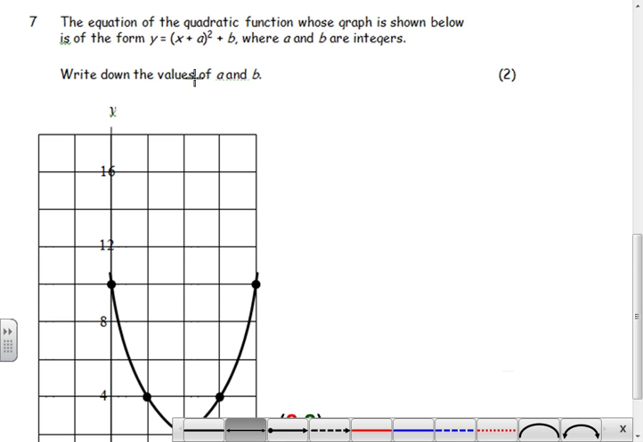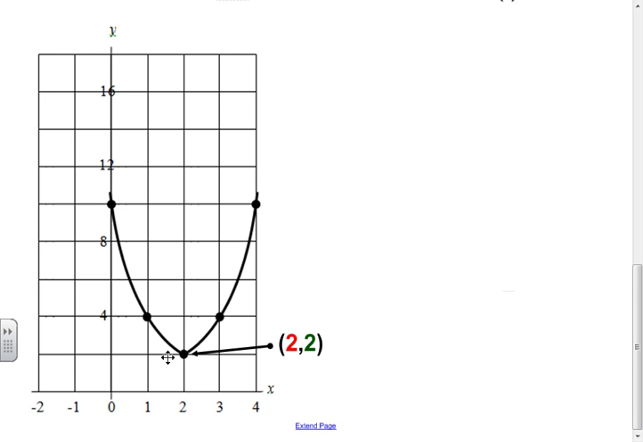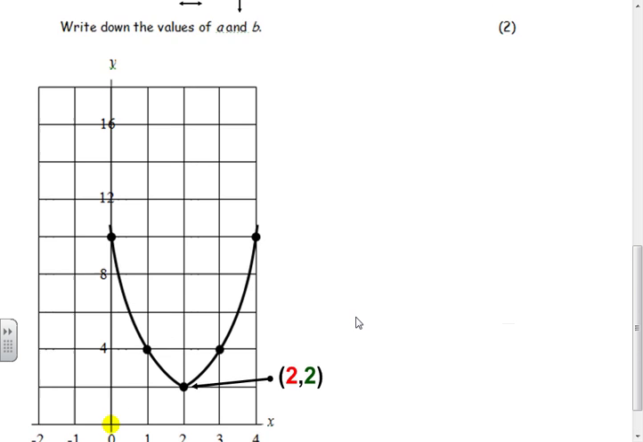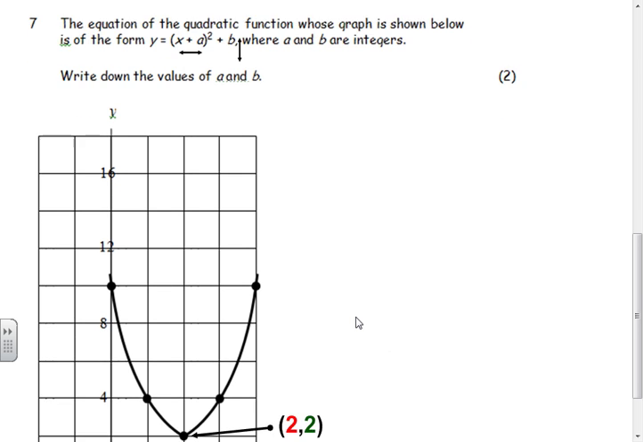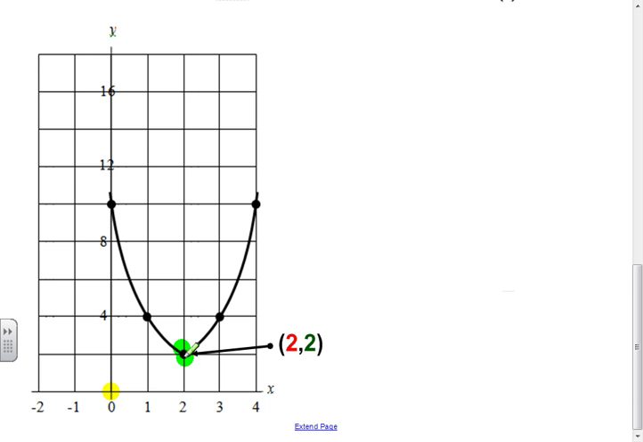Now, what we have to understand here is the bracket shifts the quadratic sideways. The value of a will shift it sideways, and the value of b shifts the quadratic up and down from the origin, from this point here. In order to understand how far it's been moved, you have to look at the turning point in the graph. The turning point is right at the bottom. In this case, it's 2, 2: 2 along and 2 up. Be careful to note the scale is going up 2, 4, 6, 8, 10, 12 and so on.